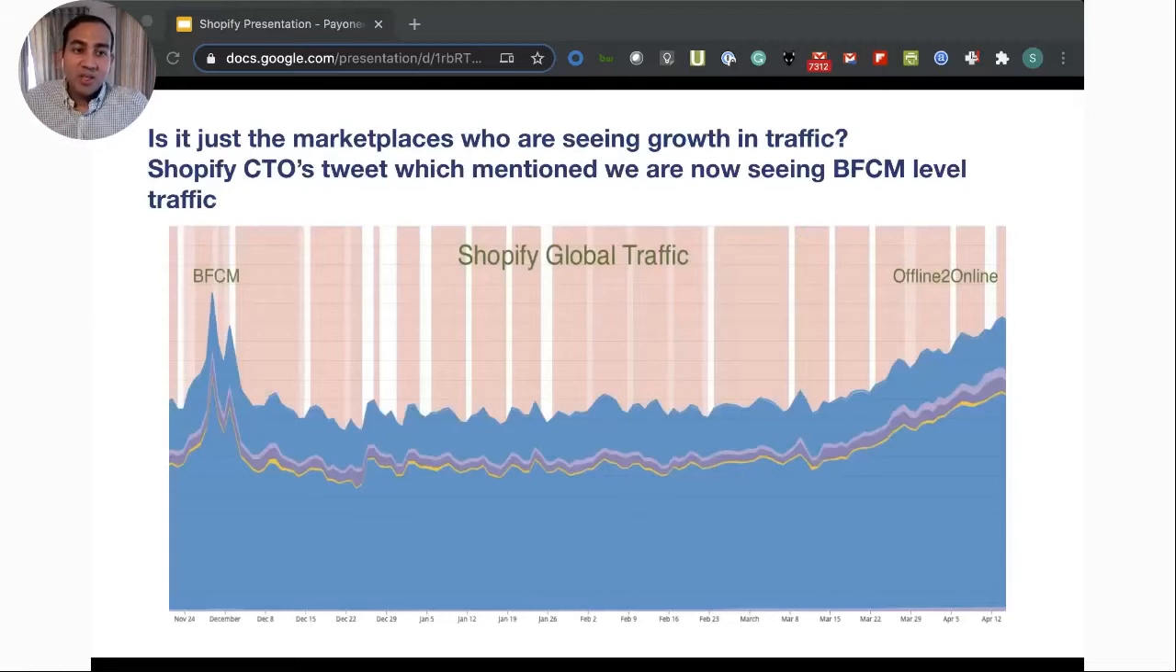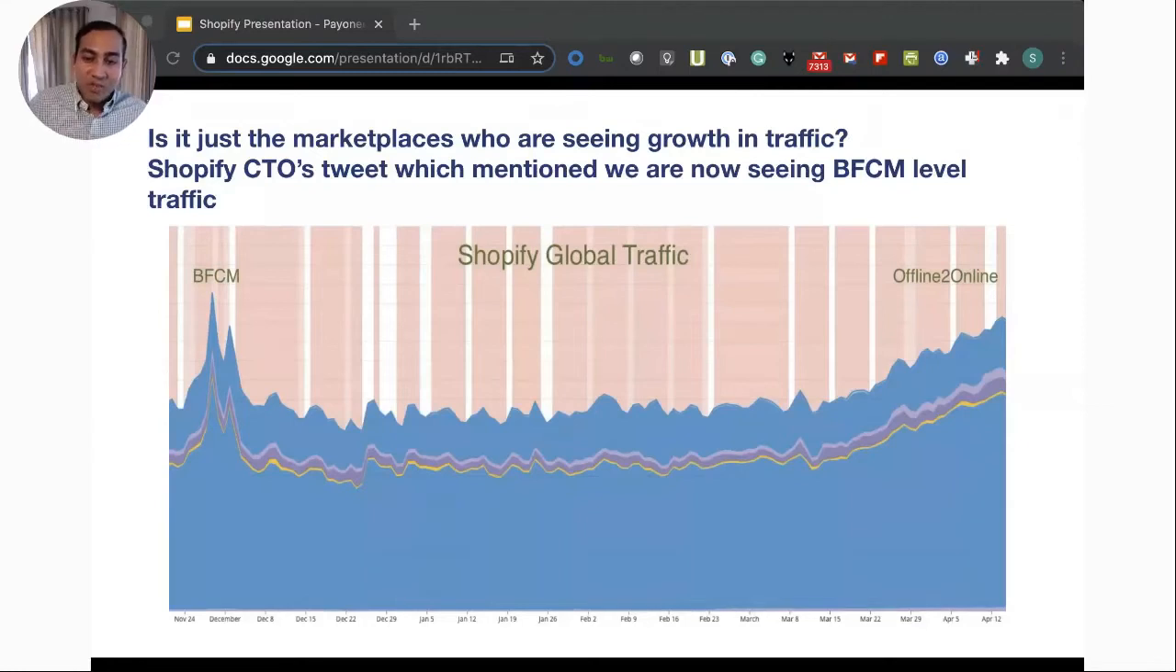And it is not just marketplaces where we are seeing the growth in traffic. Our global CTO sent out this tweet at the peak of COVID, which talks about how we saw BFCM traffic levels during the COVID lockdown time period. BFCM is Black Friday and Cyber Monday, which is the biggest sale period for Shopify and potentially even in e-commerce globally. And it was just fascinating to see this trend in favor of online.